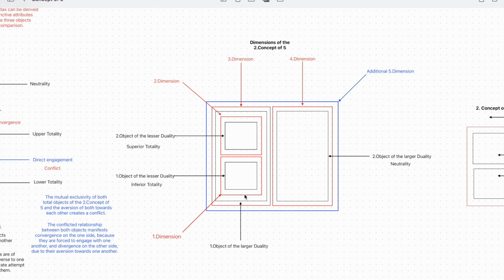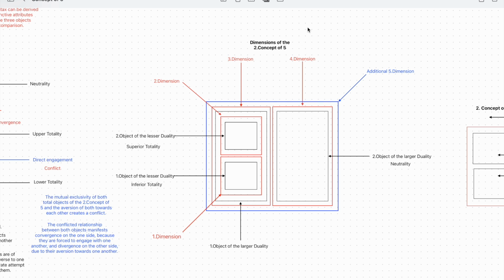The first object of the lesser duality, or the inferior totality, is being viewed through the first dimension. The second object of the lesser duality, or the superior totality, is being viewed through the second dimension. Both objects of the lesser duality are situated within the first object of the larger duality, which is being viewed through the third dimension. The first object of the larger duality is directly juxtaposed to the second object of the larger duality, which manifests neutrality and which is being viewed through the fourth dimension.